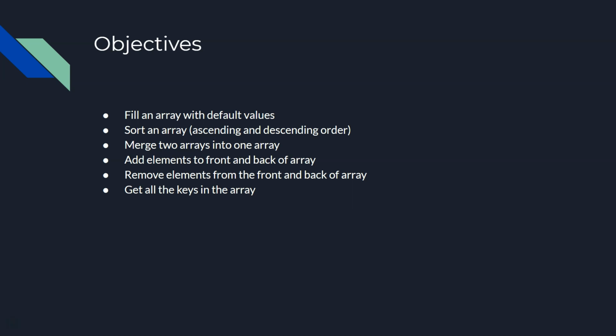Then we'll also learn how to get all the keys in the array if that's something that you're interested in doing. And you can also check to see if an element exists in the array. So let's go into the code and see some of these examples.